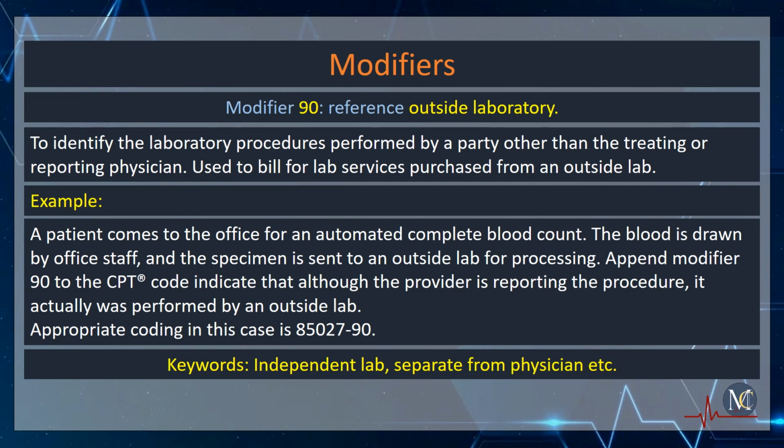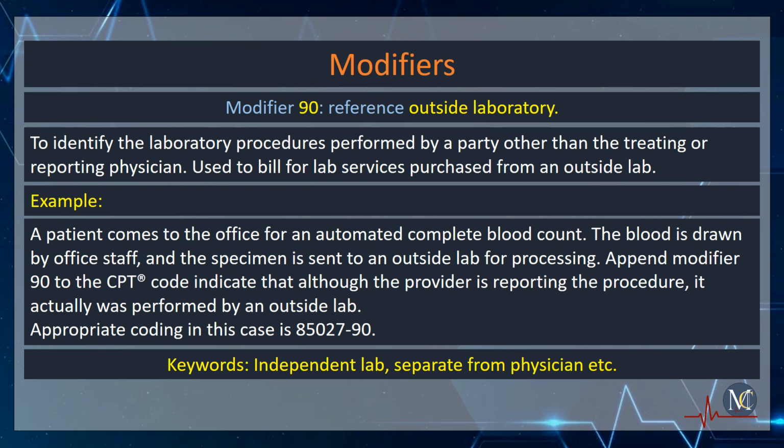Modifier 90. CPT modifier 90 means reference outside laboratory. Modifier 90 is used to identify the laboratory procedure performed by a party other than the treating or reporting physician. Modifier 90 is used to bill for the lab services purchased from an outside lab.